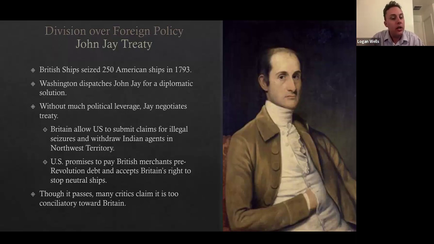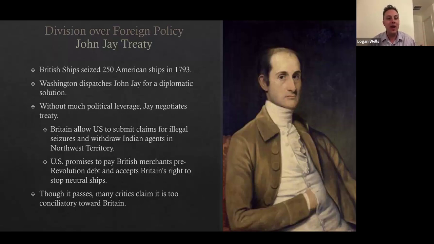But in return, the United States promises to pay British merchants pre-revolution debt and accept Britain's right to stop neutral ships. So basically what happens here is the British are saying, okay, fine, we'll withdraw our Indian agents and you guys can submit claims, but we're not going to honor those claims. You can submit claims for illegal seizures, but you have to accept that we have the right to stop neutral ships, to take any ships that we want to. And also you have to pay British merchants pre-Revolutionary War debt, right? So this is a terrible treaty for the United States.